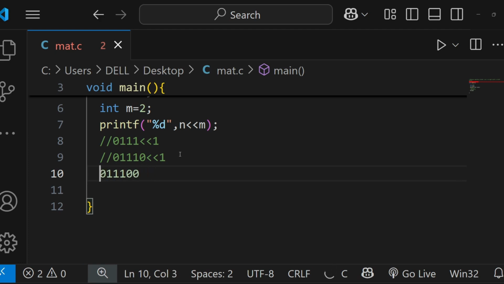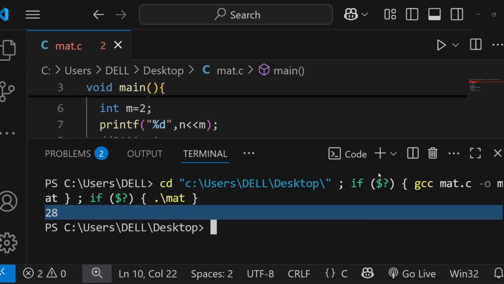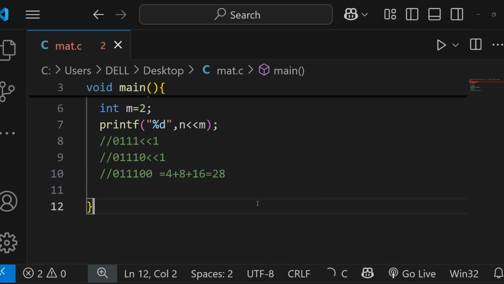Now let's see what the value is. 1 2 4: 4 is enabled plus 8 is enabled plus 16 is enabled. So 4 plus 8 is 12, and 16 more is 28. If I run the code and see whether I am getting the correct value, yes, now it's true. Now we got the answer.